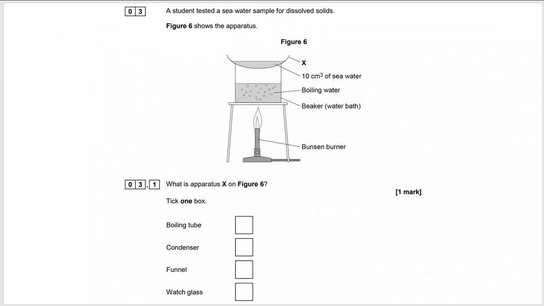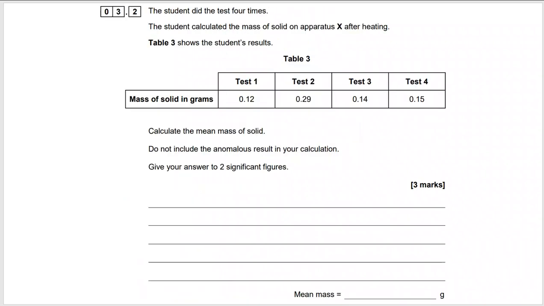We are identifying the piece of apparatus. Now, you could argue it looks like an evaporating basin, but that is not there as an option. We know it's definitely not a funnel. We know it's not a boiling tube, and we know it's not a condenser because they are all very familiar to us. What this is, therefore, is a watch glass, something you might be familiar with, you might recognise, but you can work out a different way if you need to.